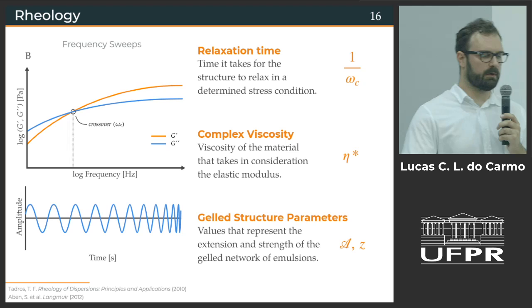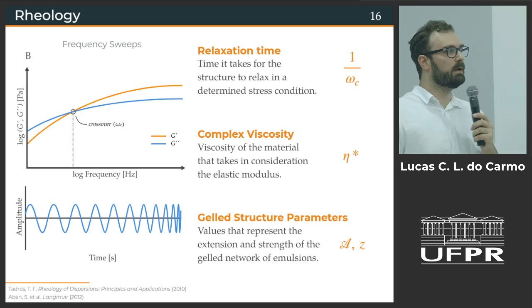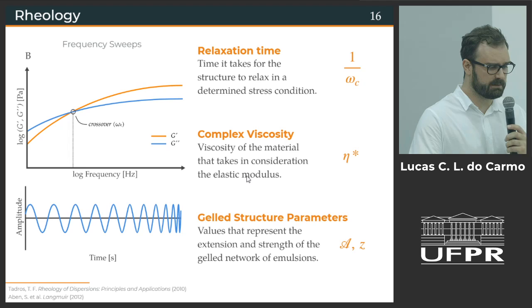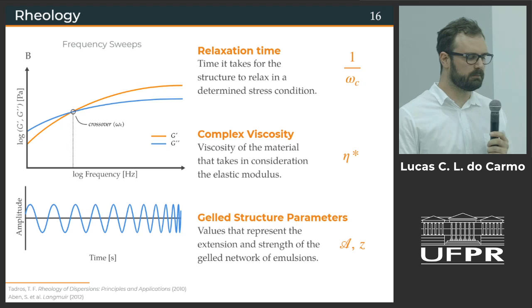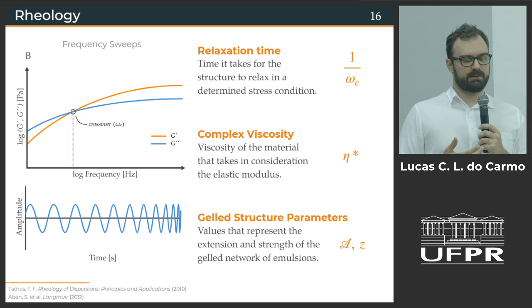We also have frequency sweeps, where we measure the time dependence of these structures. The relaxation time, which is the inverse of the crossover point determined here, is the time that it takes for the structure to relax under a determined stress condition. So it's a constant stress being applied over different frequencies. The complex viscosity is the viscosity of the material, but it also takes into consideration the elastic modulus. And we have something called the gel structure parameters, which are the values that represent the extension and the strength of the gel network of emulsions.